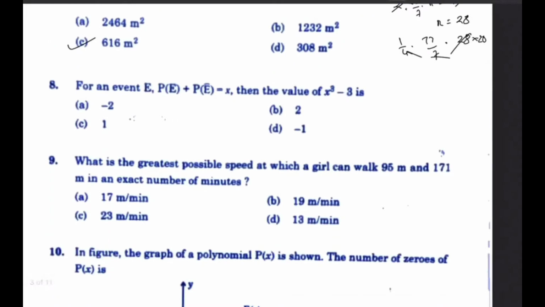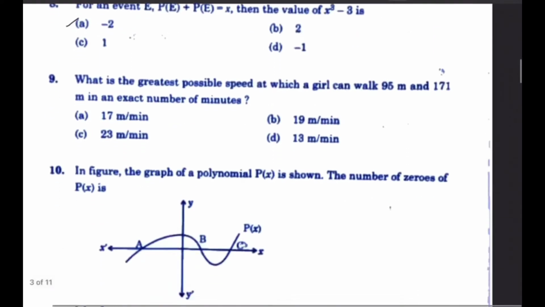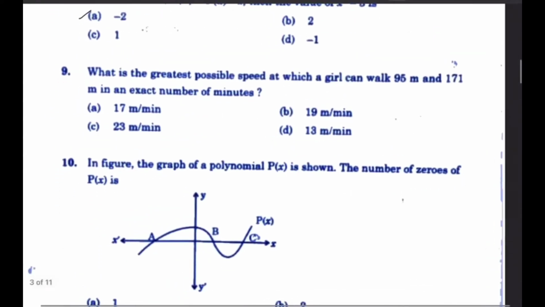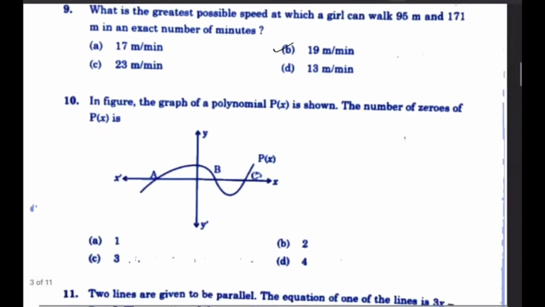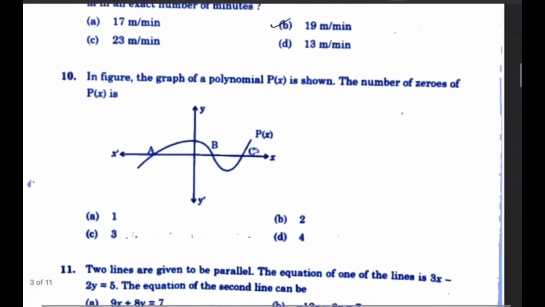So x equals 1, 1 to the power anything minus 3 is going to be minus 2. Okay, greatest possible speed at which a girl can walk 95 meter and 171 meter in an exact number of minutes. So we are basically looking for the HCF of 95 and 171, which is clearly 19 because 19 times 5 and 19 times 9. Okay. Number of zeros of px is, well, it cuts at 3 points on the x-axis, so 3 zeros.